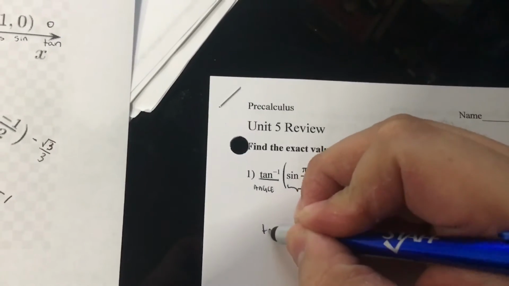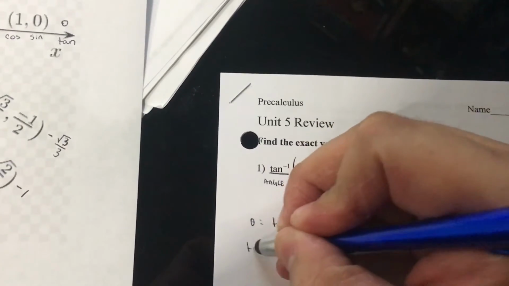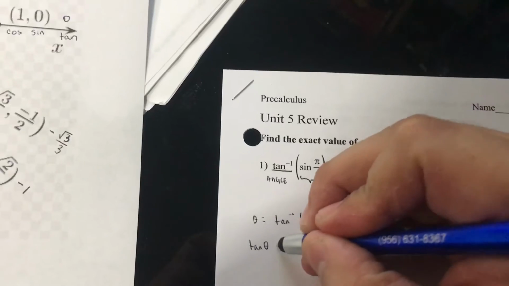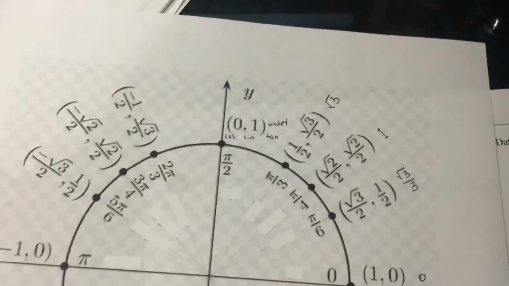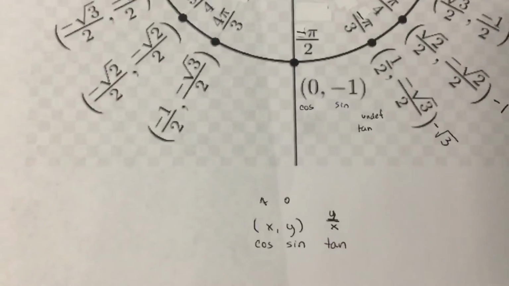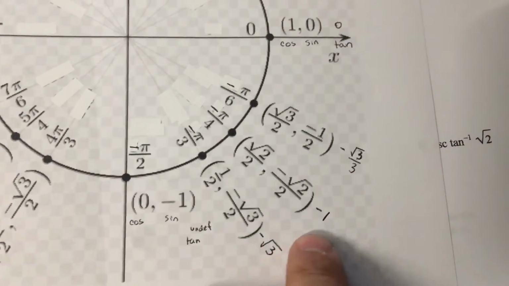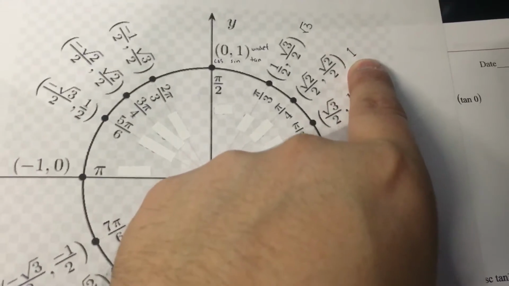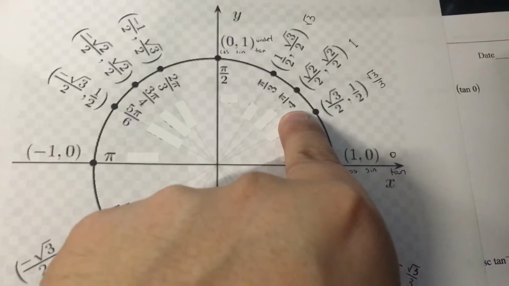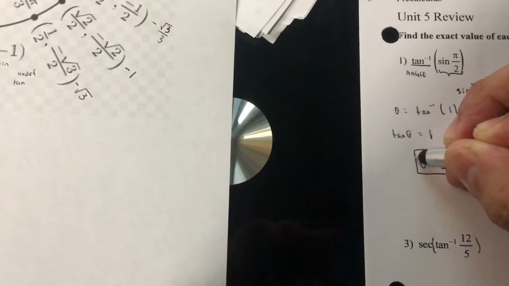So I'm going to replace it in here. Tangent negative 1 of 1. So what I'm looking for is where will my tangent equal 1? So looking at the unit circle here, guys, remember tangent is the outside number that I wrote, so I'm looking out here on the outside. Over here it's undefined, negative square root of 3 over 3, negative 1, negative square root of 3. Right here, this is where my tangent equals 1, and the theta, because I'm solving for an angle, is pi over 4. So that's my answer.